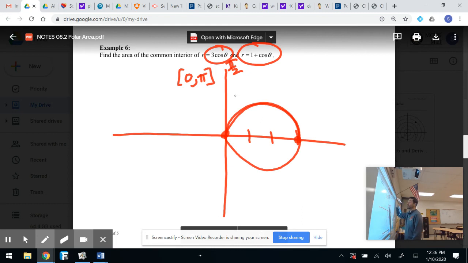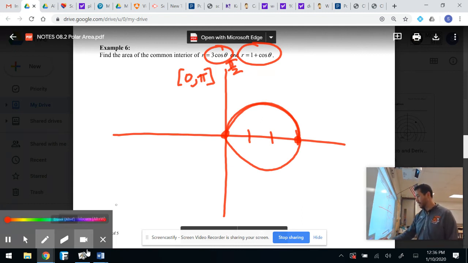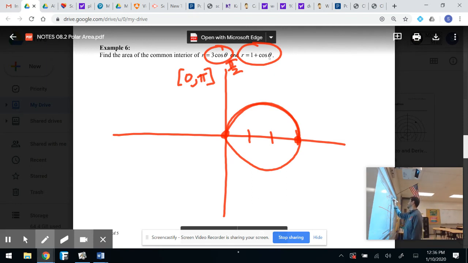This right here is 1 plus 1 cosine theta, which is a cardioid, okay? So it means it will be a heart. And let's graph that guy. If I put a 0 in there, I get 1 plus 1, which is 2. If I put a pi over 2 in there, I get cosine 0 or 1, 1 plus 0 is 1. So there's the start of the cardioid.